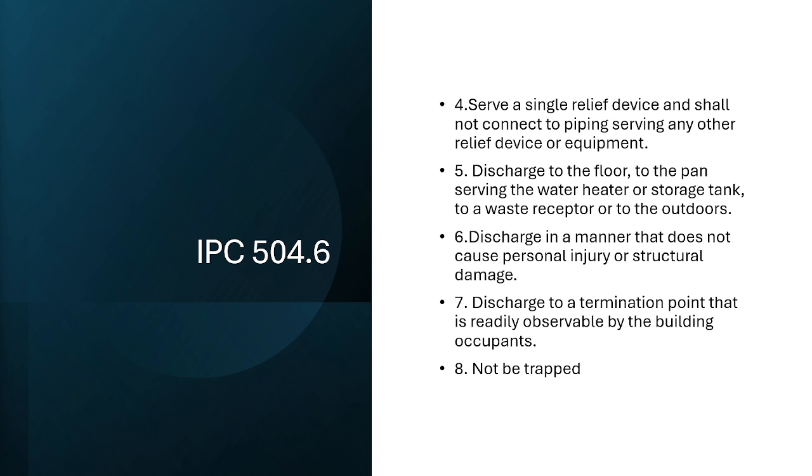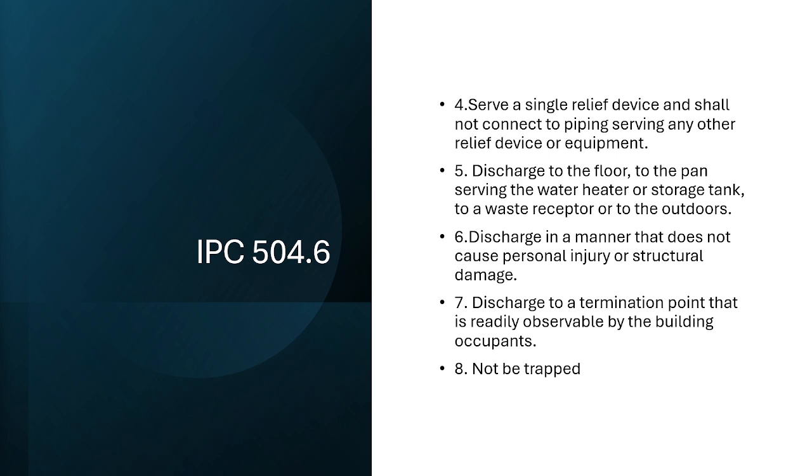Number 5, discharge to the floor, to the pan serving the water heater or storage tank, to a waste receptor, or to the outdoors. So yes, sometimes you'll see these things piped to the outdoors. You can do that. There still has to be an air gap at the end. You can't run it right down into the flower beds, into the dirt. The same reason why we cannot have bacteria come into those pipes and get into the drinking water. There has to be an air gap. And as we read further, we'll see more reasons why we can discharge to the outdoors.